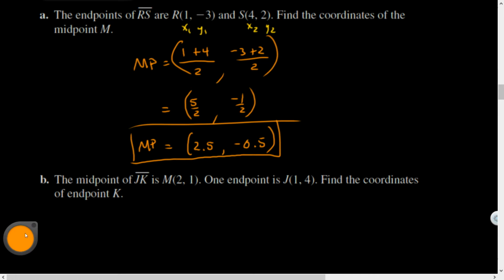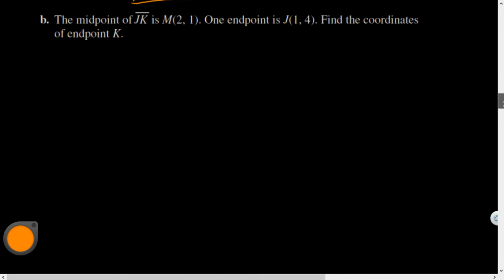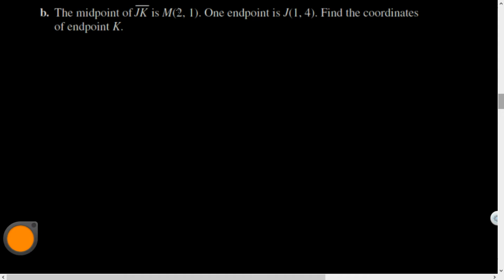All right, here, same idea, same formula, different information. And so what I've got is the midpoint of JK. They gave us the midpoint. I could label this M sub X and M sub Y. I just made those up, but it might not be a bad idea to have labels. One endpoint is given, so let's call this X1, Y1. It says find the coordinates of the other endpoint, which let's call X2, Y2.